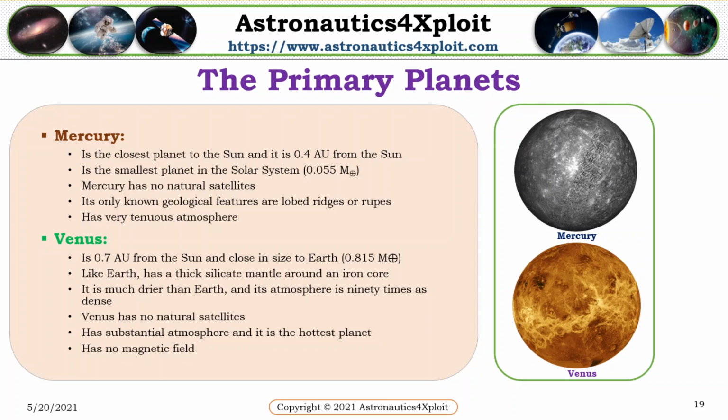Venus is about 0.7 AU from the Sun and close in size to Earth. Like Earth, Venus has a thick silicate mantle around an iron core. It is much drier than Earth, and its atmosphere is 90 times as dense. Venus has no natural satellites. It has a substantial atmosphere, and it is the hottest planet. Venus has no magnetic field.